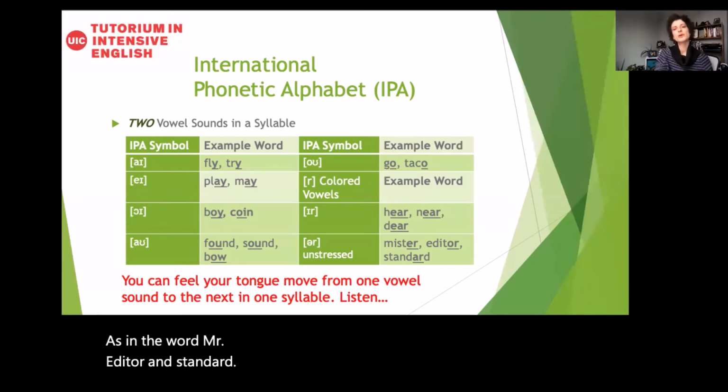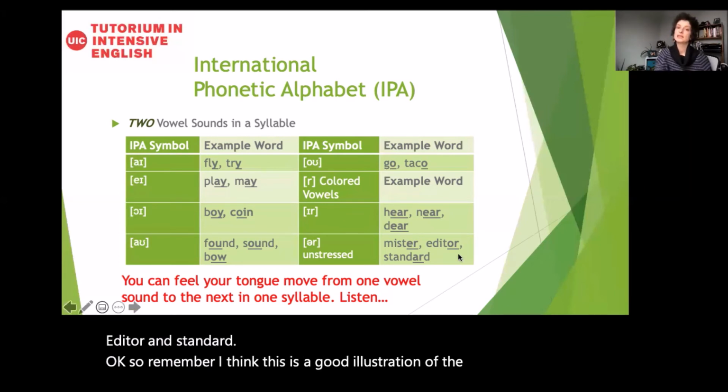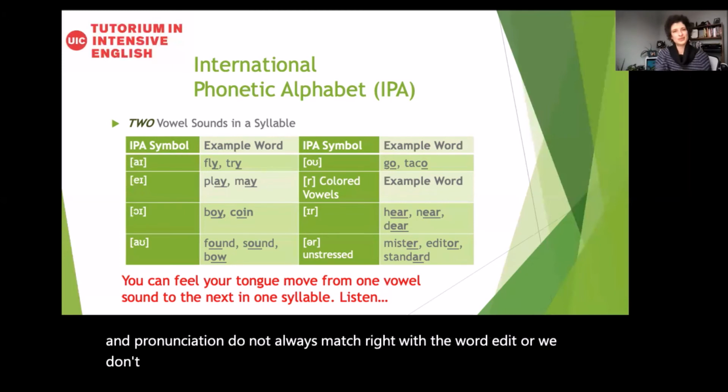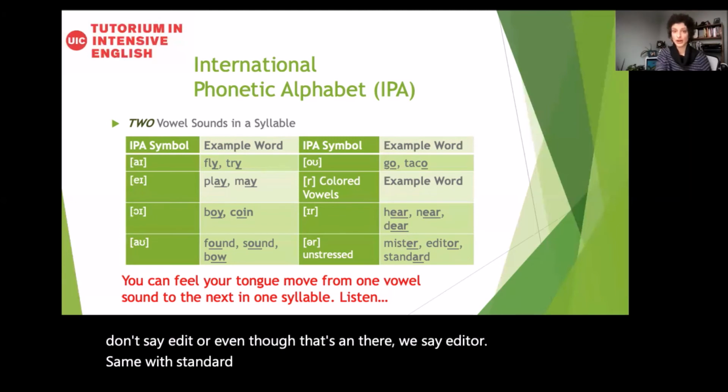Okay, so remember, I think this is a good illustration of the fact that spelling and pronunciation do not always match, right? With the word editor, we don't say editor, even though that's an O there. We say editor. Same with standard. We don't say standard, we say standard.